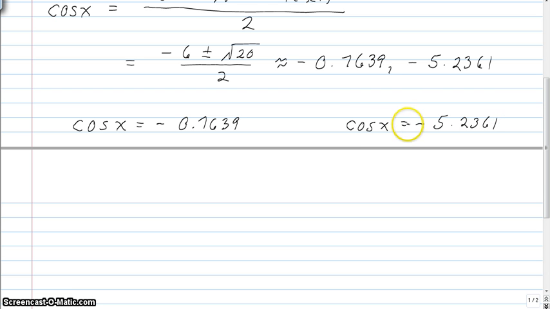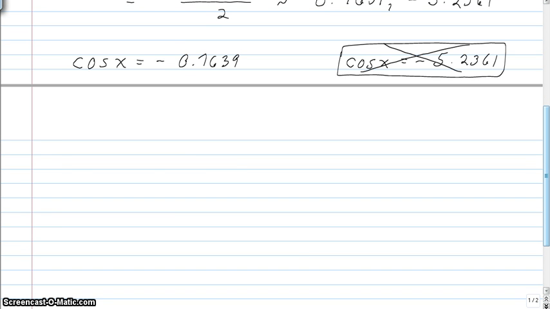Now we know that this one over here doesn't make any sense. Anytime we find the cosine of an angle, it's got to come out to be somewhere between negative 1 and 1, or could be negative 1 or 1, but negative 5 falls well outside of that range. So we know there's no solution to this one, so we don't have to worry about that.